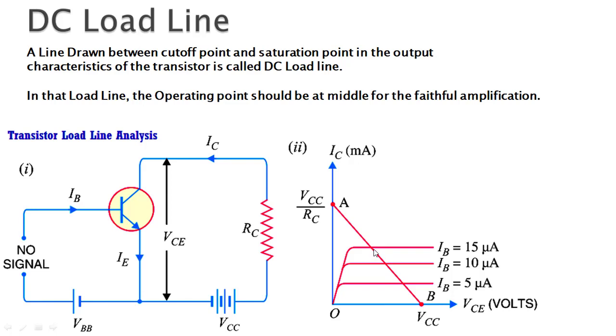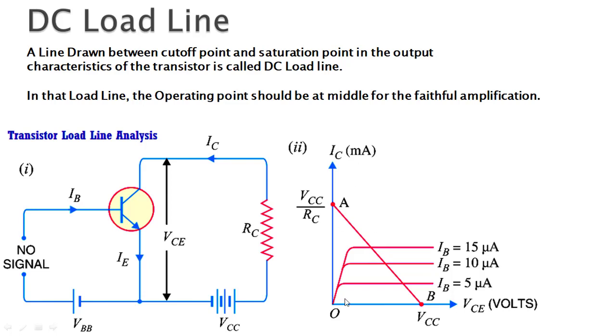If the operating point, that is the zero signal collector current and the zero signal collector emitter voltage, is here, then IB can be increased further and also decreased further. During increasing IB, the IC will increase. During decreasing IB, the IC will decrease. So for faithful amplification, or to operate the transistor in the active region, the operating point should be at the middle of the load line.